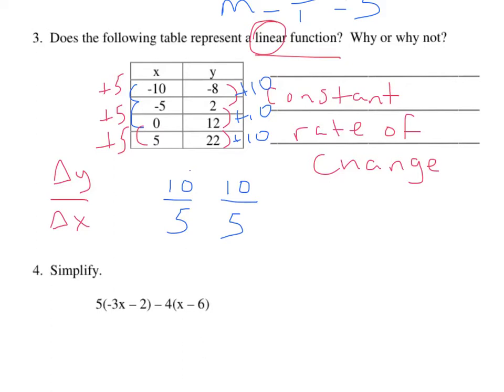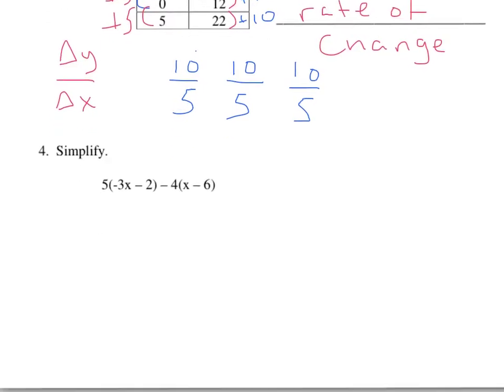Okay, so then we're going to look at the last set. So we're looking at the change between this point and this point. Went up 10 on the y, went up 5 on the x. So it is consistent. And so it does have a constant rate of change. So does the following table represent a linear function? Yes, because it has a constant rate of change. And number 4, simplify.